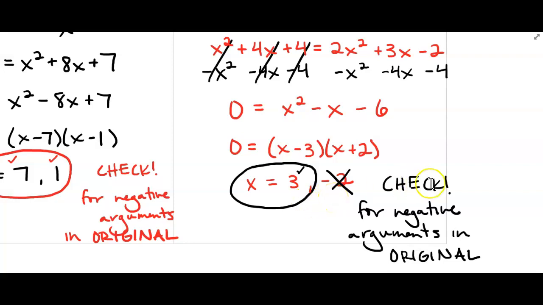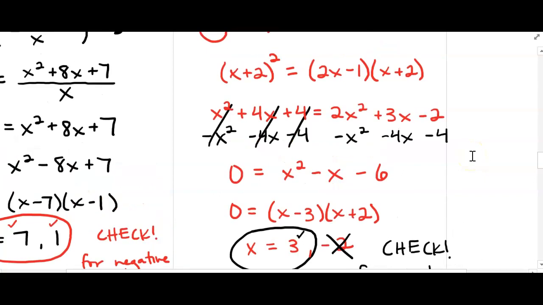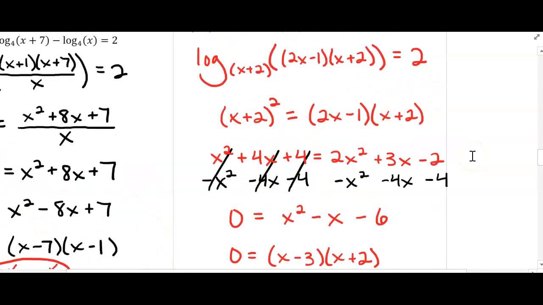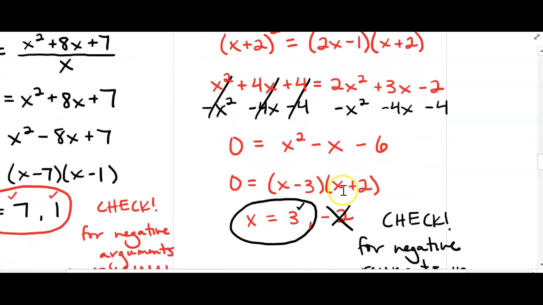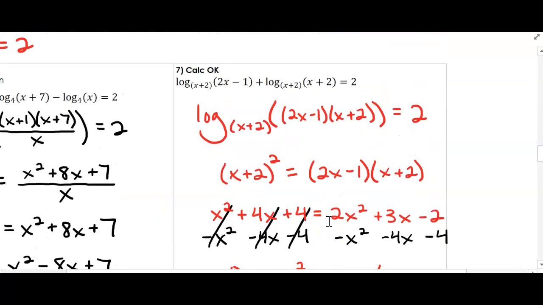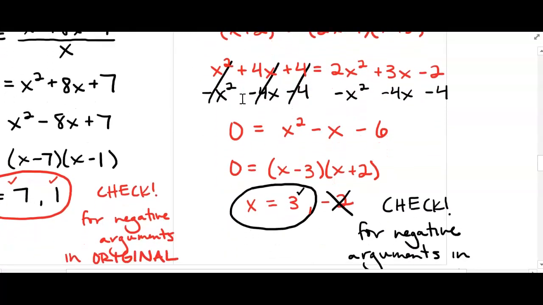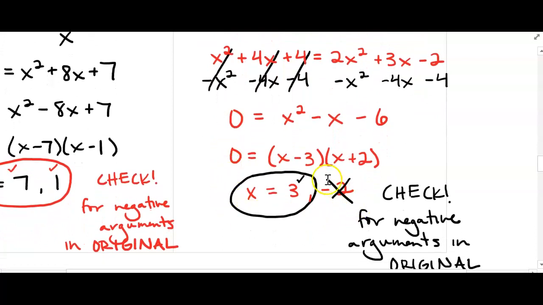But once again, I need to make sure I'm checking these in the original to check for negative arguments. When I plug in a positive 3, that checked out, it looked good. However, when I plugged in a negative 2, in this first argument, I got 2 times negative 2, which is negative 4, minus 1 gives me an argument of negative 5. That is negative. That is not good. We do not like that. I need to not include that answer as a part of my solution because it is extraneous, and so I have crossed it out. My only solution for number 7 is x equals 3.